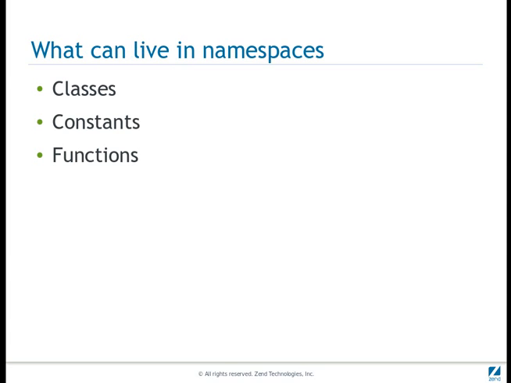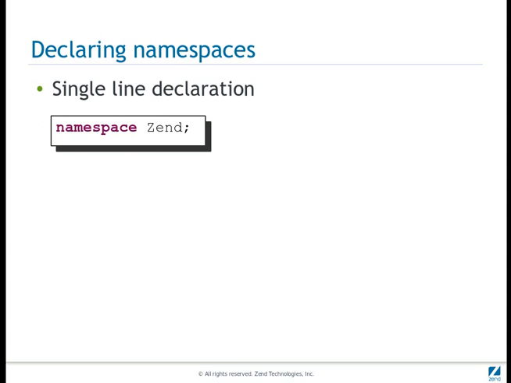Now, getting back to the main topic, what can live in namespaces? Classes, constants, and functions. So we'll take a look at each of these, but let's start with the very basics, and that is, how do you declare a namespace?